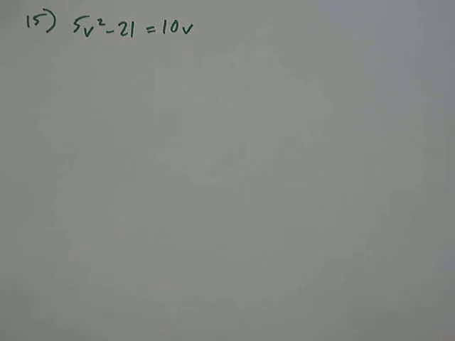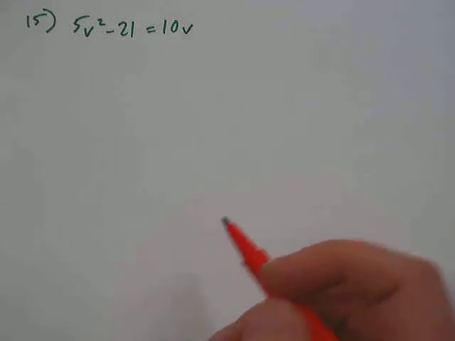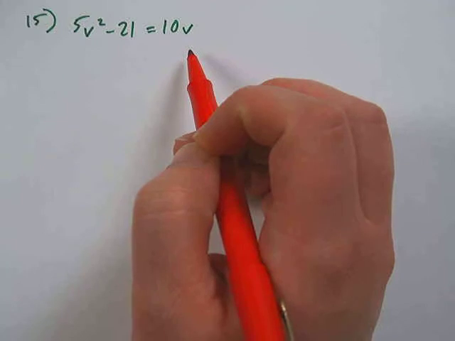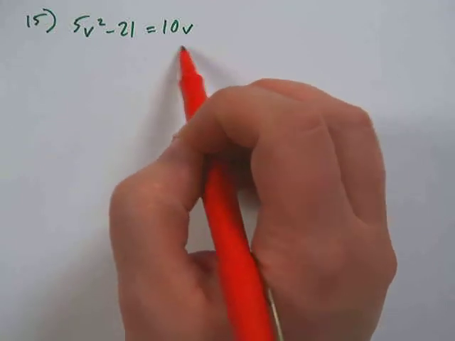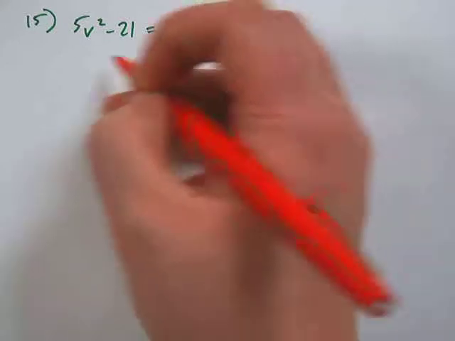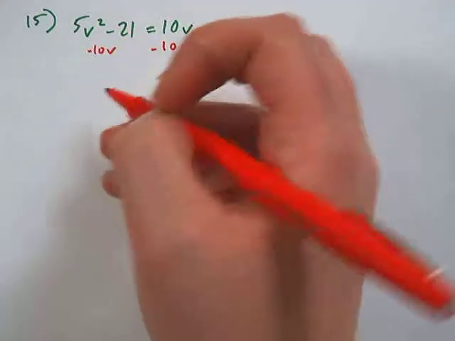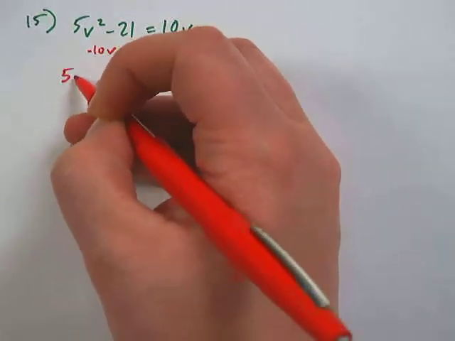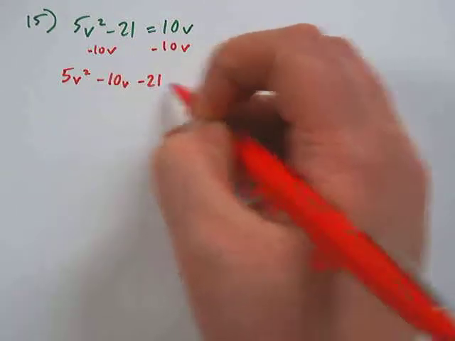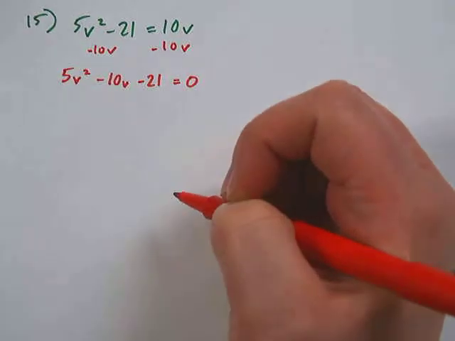So today what we did was we used the quadratic formula in order to solve quadratics. So this is going to be problem number 15 from your homework. And to start off, we have to make sure this thing says it's equal to 0, because there's nothing special about being equal to 10v. So we've got to subtract 10v from both sides. So the way we're going to rewrite this is 5v squared minus 10v minus 21 equals 0.